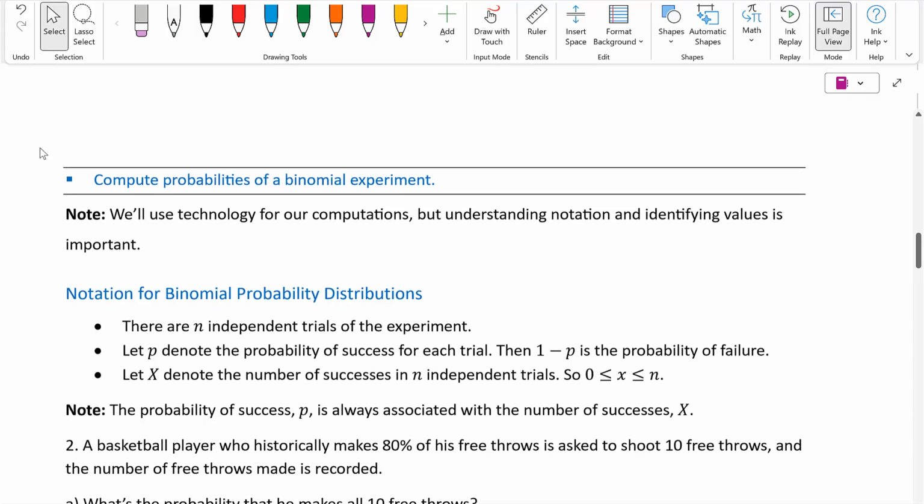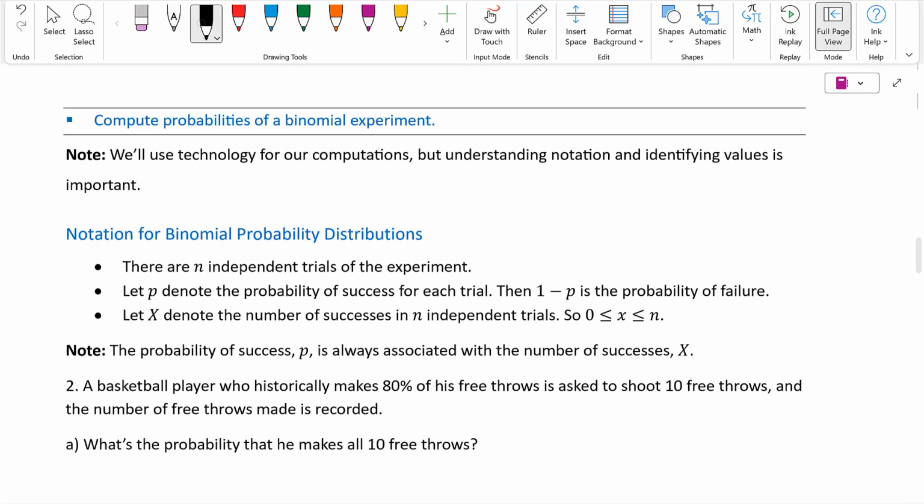All right, for computing probabilities of a binomial experiment, we start with a note. We'll use technology for our computations, but understanding notation and identifying values is important. So we have some notation for binomial probability distributions. There are n independent trials of the experiment. So n is still our sample size, or our number of trials. We let little p denote the probability of success for each trial. Then 1 minus p is the probability of failure.